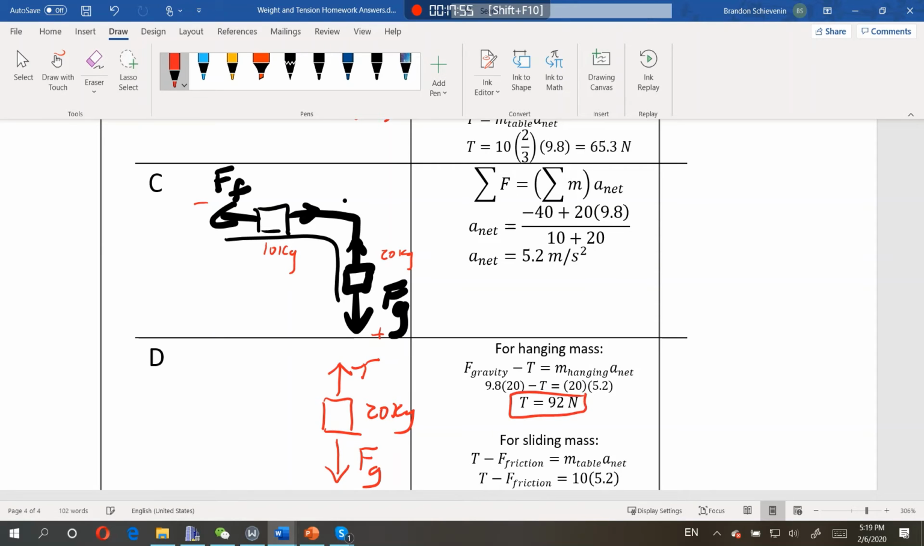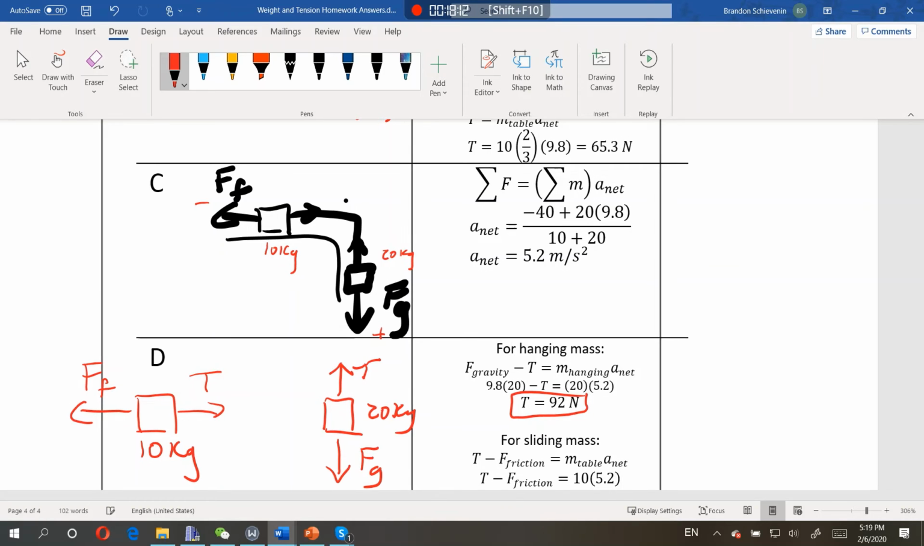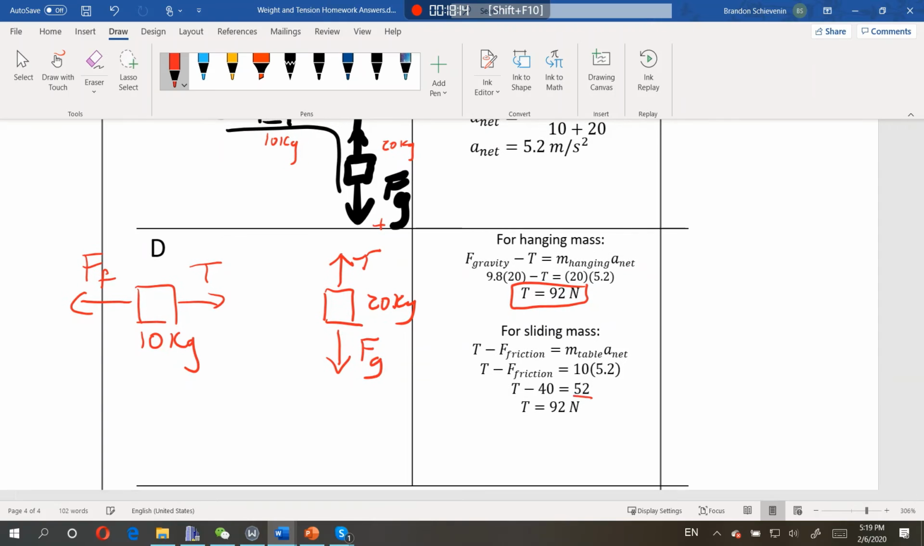newtons. If you use the opposite mass, then I would have, again, two forces acting on the mass on the table, force of tension and force of friction, with 10 kilograms of mass instead. And if you plug all of that in, we end up with the same result. So once again, my tension is opposing friction, my mass is 10 kilograms, and I end up with a tension of 92 newtons.